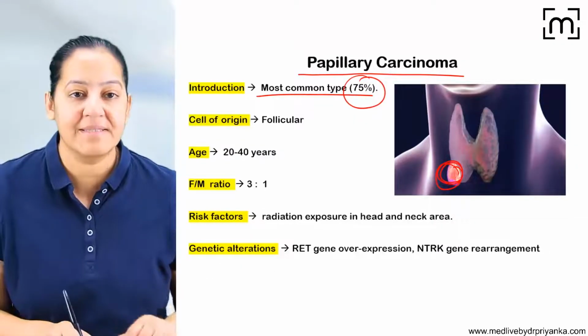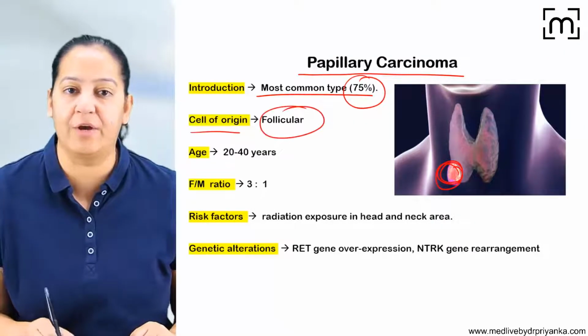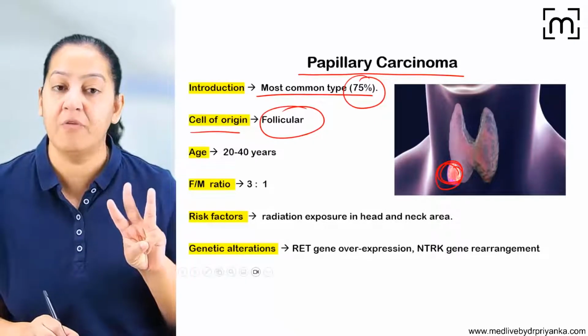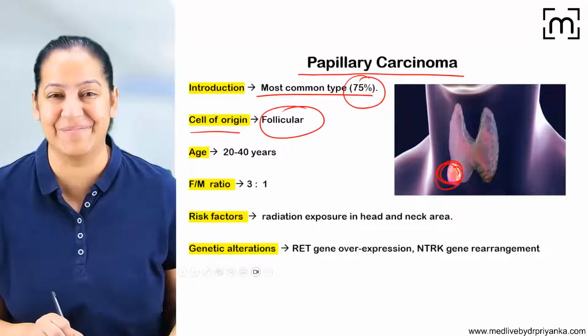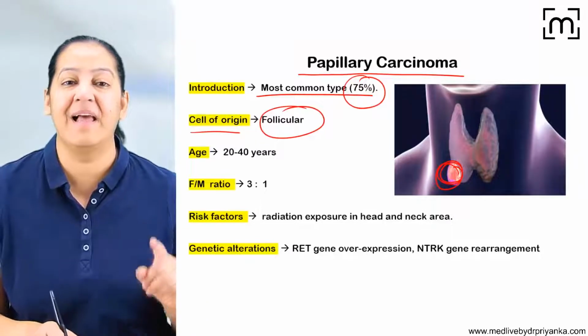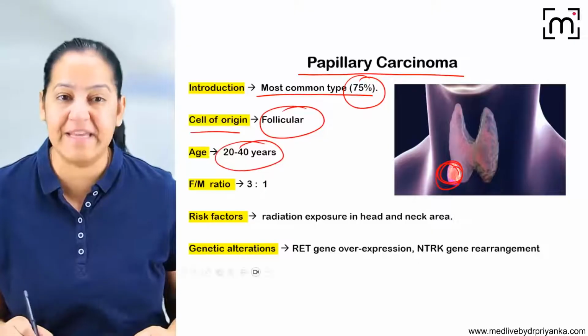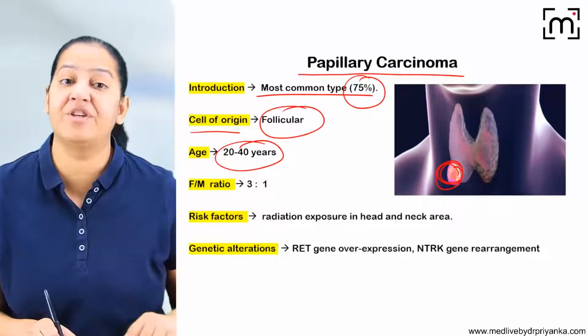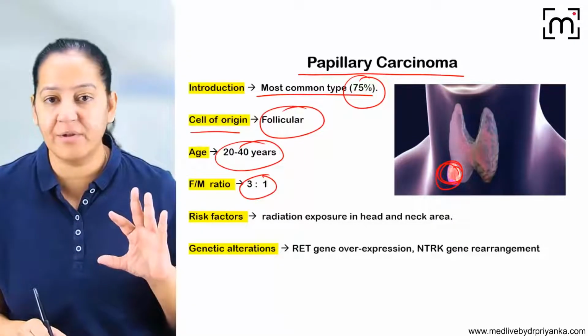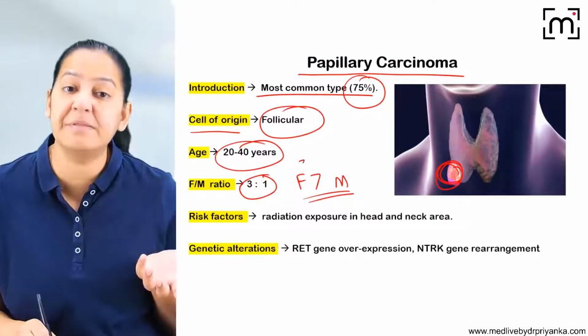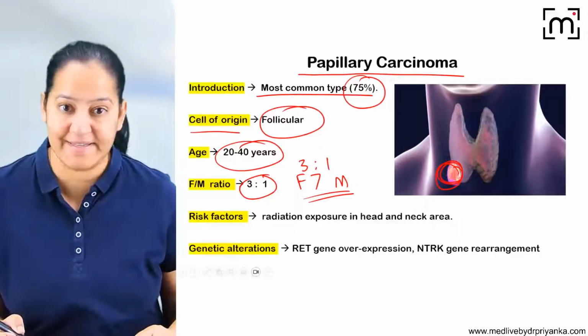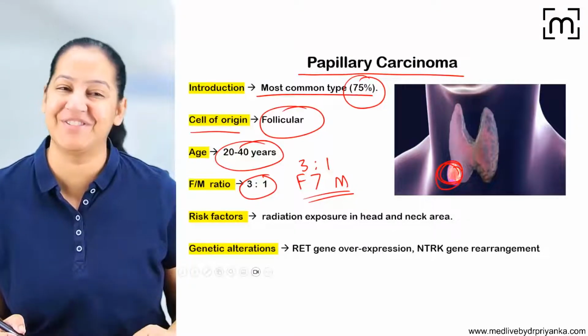Cell of origin, I told you it is follicular. So three of them arise from follicular cells: the papillary carcinoma, follicular carcinoma, and anaplastic carcinoma. It occurs in young females, 20 to 40 years of age. Female to male ratio is 3:1. If you can learn the ratio, it's good. You have to learn it is more common in females than males, three times more common in females as compared to males. So the female to male ratio is 3:1.